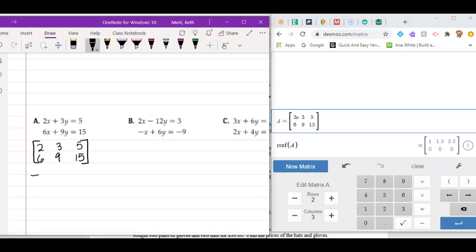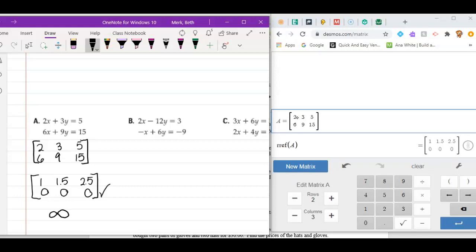Well, the answer, we have 1, 1.5, 2.5, so we already know something's up because usually this is a 0. And the next line we have 0, 0, 0, which is true. But our answer isn't 2.5, 0 because there is not a 1 right here and a 0 right here. It has to be in that form to get one solution. This is an example of where we have infinite solutions.